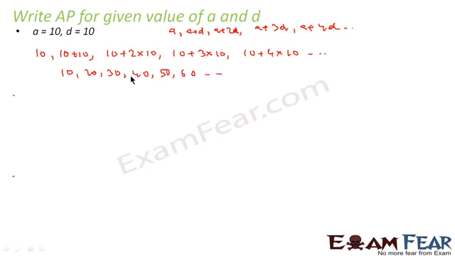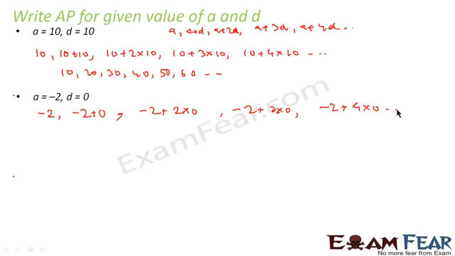Let's take one more example. A is equal to minus 2 and D is equal to 0. The first term will be A. Second term will be A plus D, that is minus 2 plus 0. Third term will be minus 2 plus 2 into D, 2 into 0. Fourth term will be minus 2 plus 3 into D. Fifth will be minus 2 plus 4 into D. And so on. This becomes minus 2, minus 2, minus 2, minus 2. So this is an AP where all the terms are minus 2.